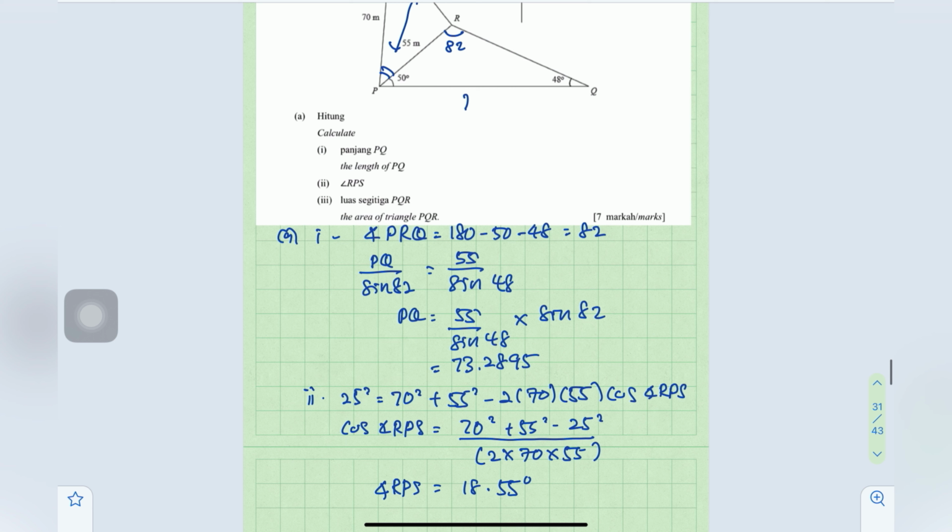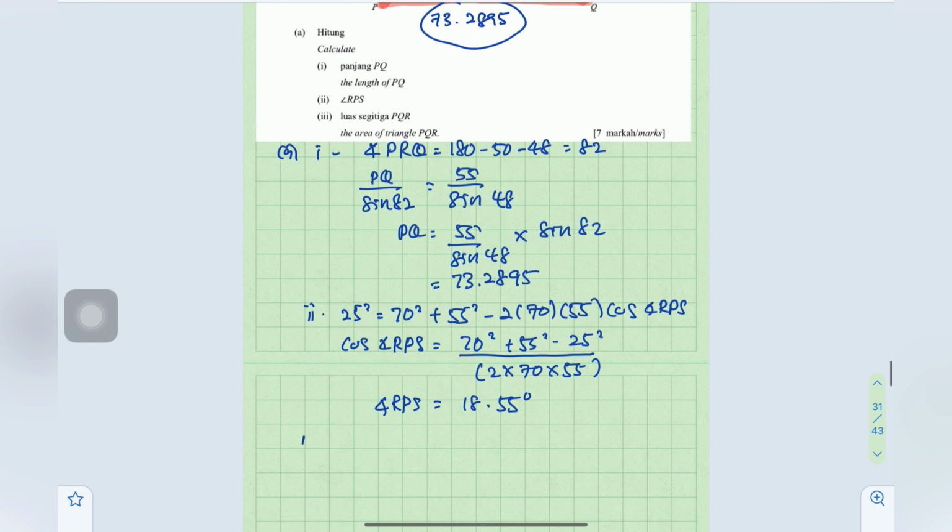A3, find the area of triangle PQR. Okay, the area of PQR is this triangle. Earlier we had PQ from A1, which is 73.2895. Okay, by using the formula area equals 1/2 ab sin C, we can find it. So we use this with the angle. So area equals 1/2 times 55 times 73.2895 sin 50.